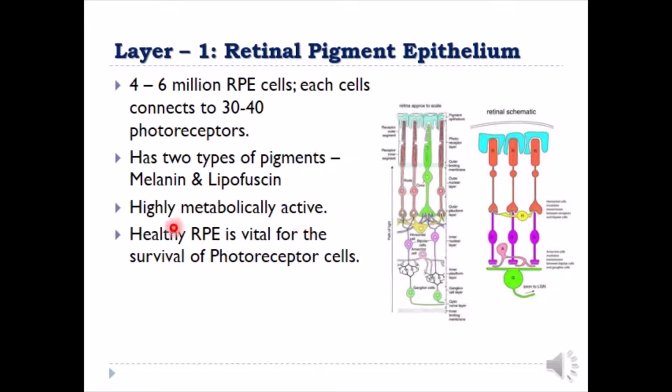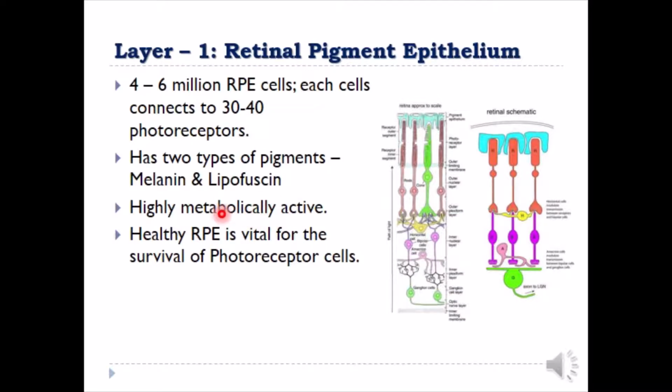Now these cells are highly metabolically active. Now you remember what metabolism is, right? We discussed metabolism in the cornea. Corneal epithelial cells are metabolically active. We discussed metabolism in the crystalline lens. The crystalline lens epithelium just underneath the capsule is highly metabolically active. So epithelial cells have the function of metabolism, and metabolism is nothing but making energy.